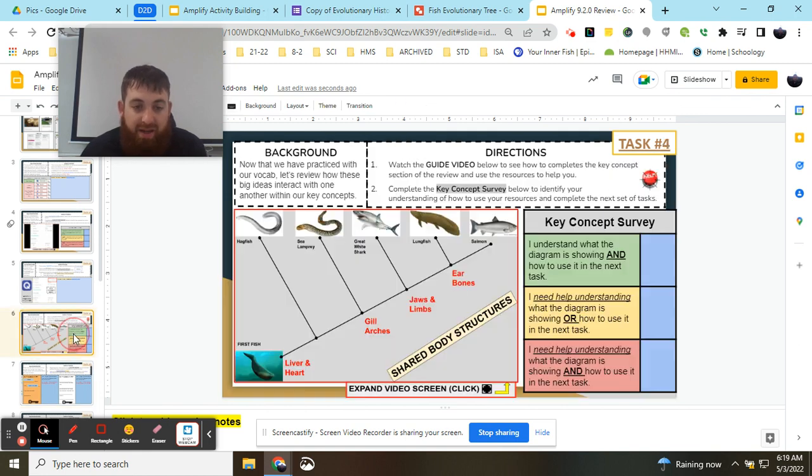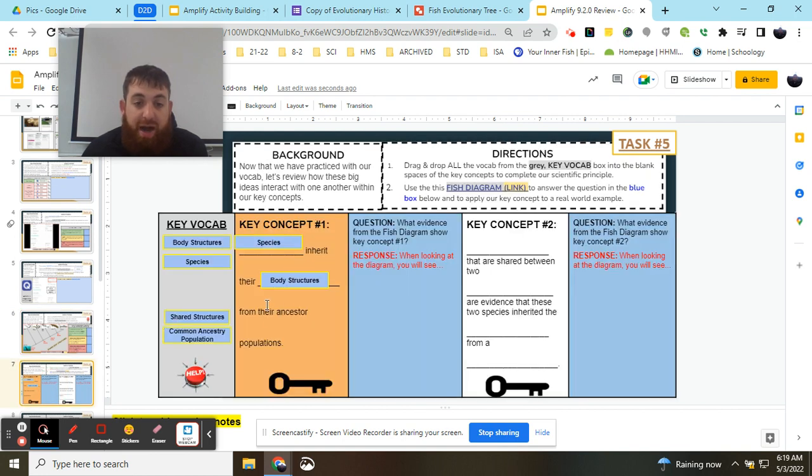Well, when I go back to my diagram, starting here at the first fish, they had liver and hearts. And according to this diagram, as you see this line here, this line connects these shared body structures, meaning every species after them has that shared body structure. Just like every species after the sea lamprey has gill arches, every species after the great white has jaw and limbs, and so on.